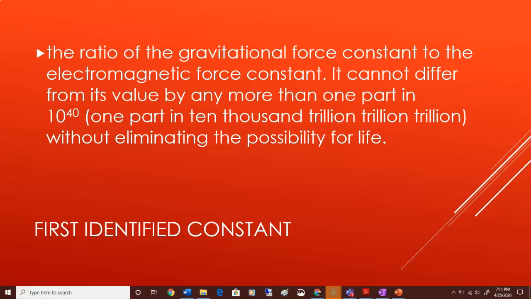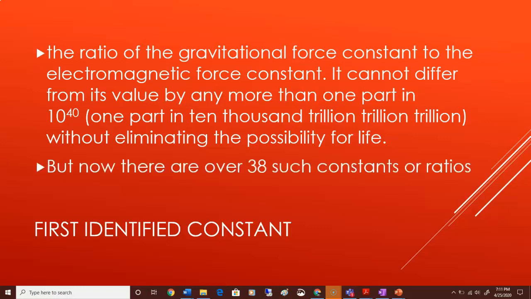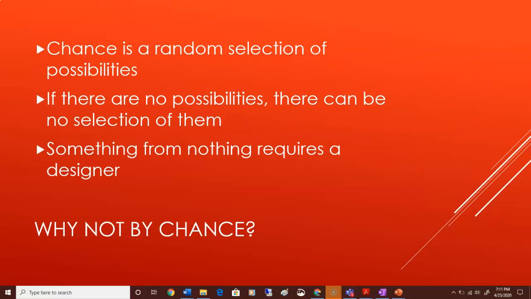in its exact values for us to have life. Since then, we've discovered over 38 such constants and ratios that are so finely tuned that if it were off by even just this amount, life could not exist. So, if you start to think about why it is not by chance, well, chance is a random selection of possibilities.